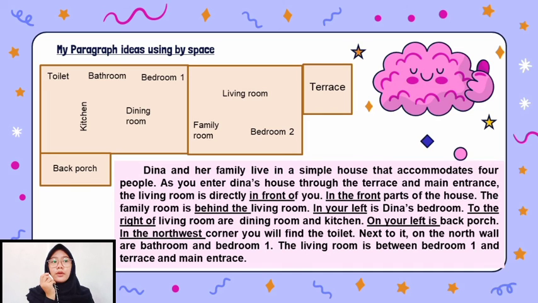To the right of the living room are the dining room and kitchen. On your left is the back porch. In the northwest corner, you will find the toilet. Next to it, on the north wall, are the bathroom and bedroom 1. The bathroom and bedroom 1 are on the north wall. The living room is between bedroom 1 and the terrace and main entrance.